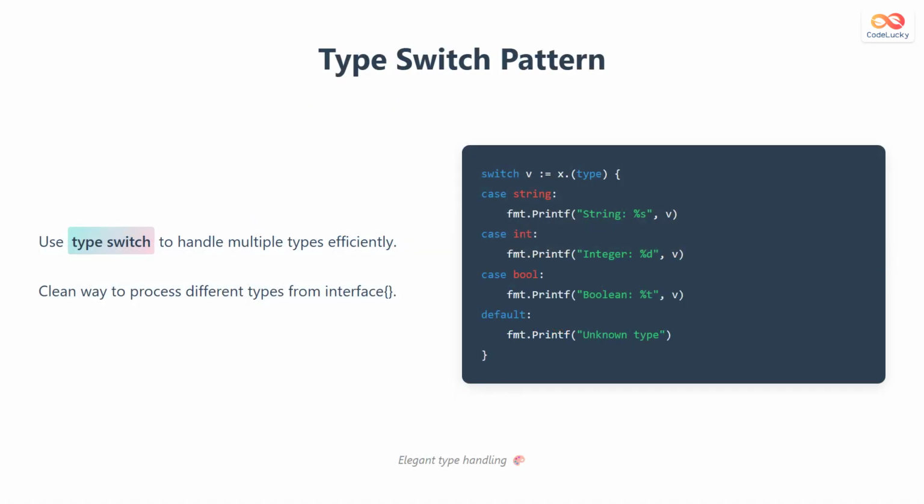Use a type switch to handle multiple types efficiently. It provides a clean way to process different types from an interface{}. In the code example, we use a type switch to determine the type of the variable x. If x is a string, we print string followed by the string value. If x is an integer, we print integer followed by the integer value. If x is a boolean, we print boolean followed by the boolean value. Otherwise, we print unknown type. This is an elegant way for type handling.